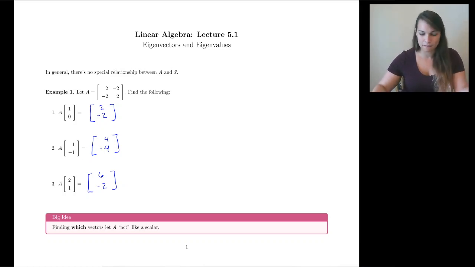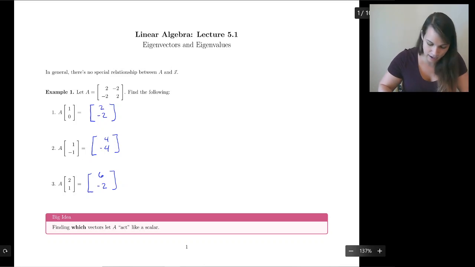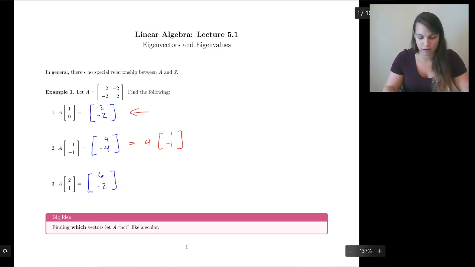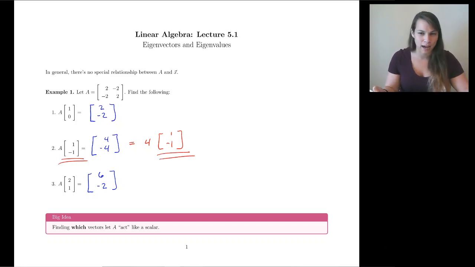But fun fact, if we look at the second one, we can factor out a 4 and we get 1, negative 1. Yes, we could factor out 2 and get 1, negative 1 there. But what makes this one special is that it's what we multiplied it with to begin with. So we kind of got the same vector back.